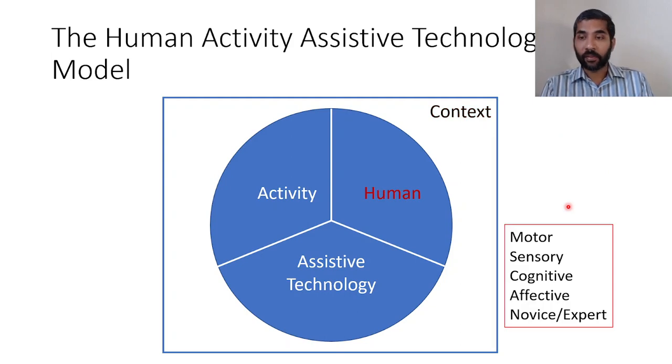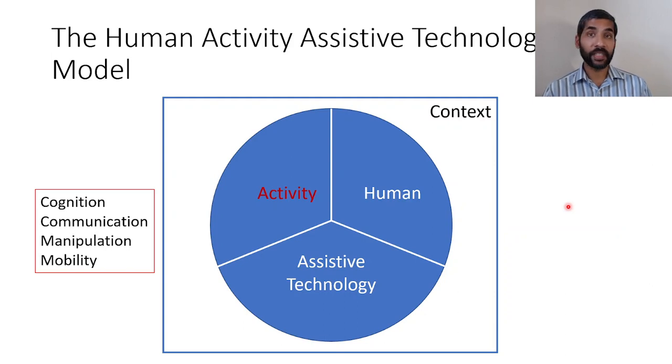On the human aspect, as we said, there are different things that the person can have. You can have motor disabilities, sensory disabilities, cognitive disabilities, affective disabilities, and there are also things like: are you a novice user of assistive technology? Have you just started using assistive technology? Or have you been using assistive technologies for a long period of time? Are you an expert in using assistive technology? Now, that would also change what kind of assistive technology you suggest to the person.